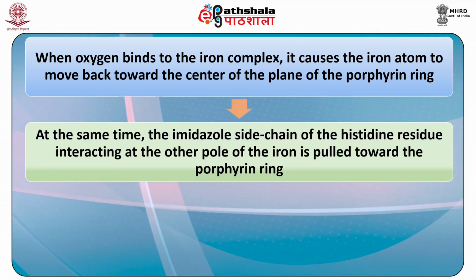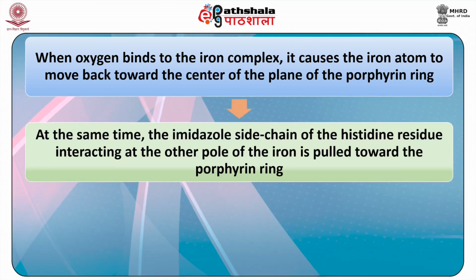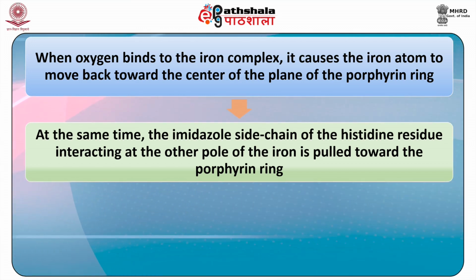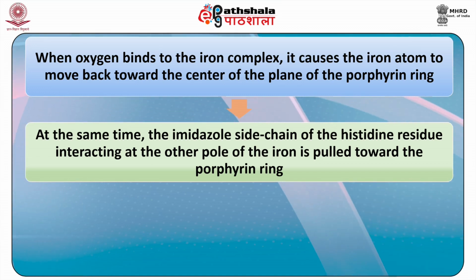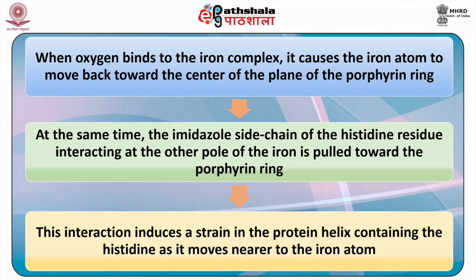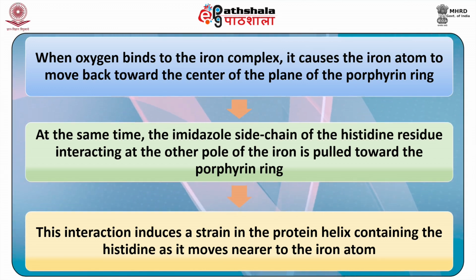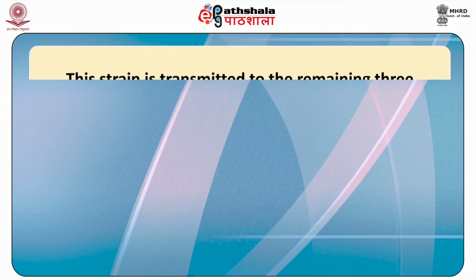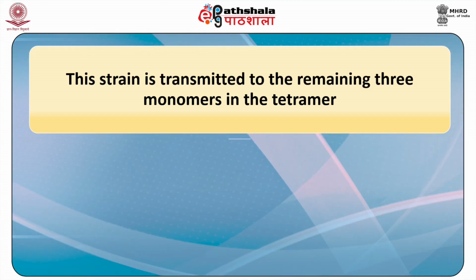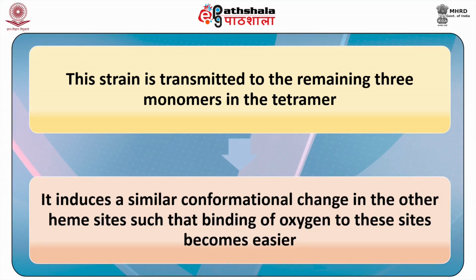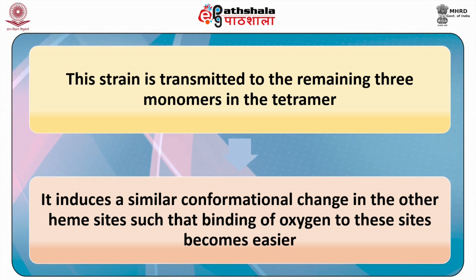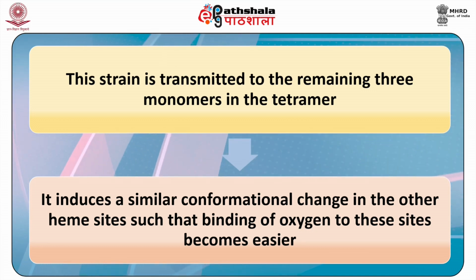At the same time, the imidazole side chain of the histidine residue interacting at the other pole of the iron is pulled towards the porphyrin ring. This interaction induces a strain in the protein helix containing the histidine as it moves nearer to the iron atom. This strain is transmitted to the remaining 3 monomers in the tetramer, where it induces a similar conformational change in the other heme site, such that binding of oxygen to these sites becomes easier.